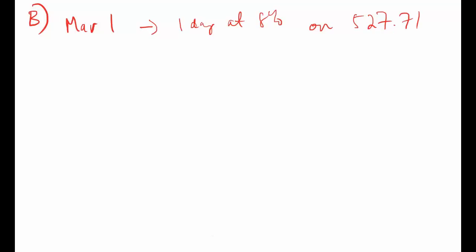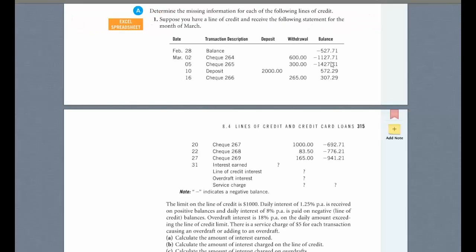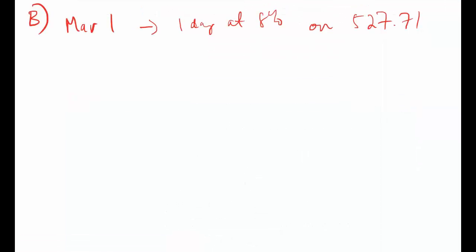$527.71. Right there, February 28th, last day of February, until March 1st. So this will be I equals PRT: 527.71 times 8% for 1 day out of 365. And that works out to 12 cents.